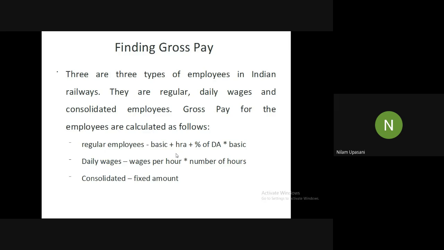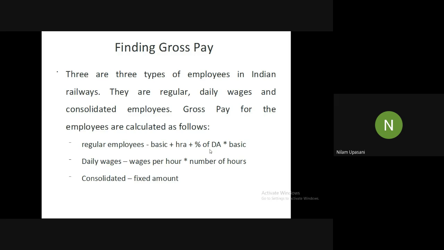For regular employees, it will be calculated as per this formula. For workers on daily wages, it will be calculated using this formula: wages per hour into number of hours. And for consolidated, some fixed amount is there. No HRA or DA calculation is there. Consolidated is some fixed amount, like 50,000 per month.